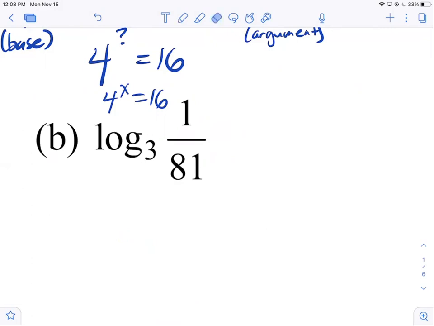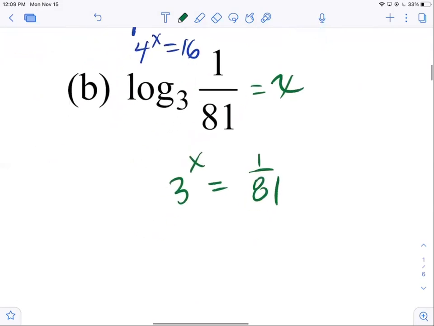All right, now let's see why. You could look at this a couple of different ways. You could say that equals x. 3 to what power equals 1/81? If you could turn a log equation by setting it equal to x, you made it into an equation. If you could turn it into exponential, you can use the GT-BTS method.